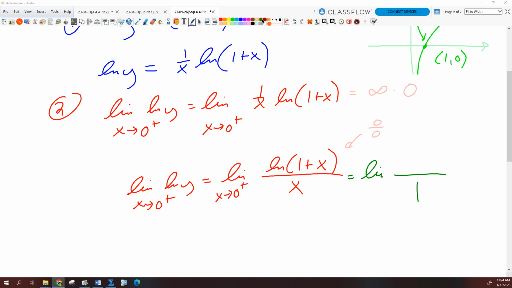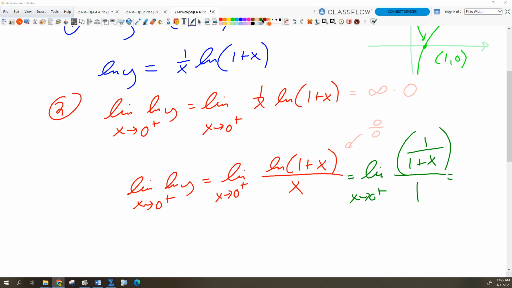The top, what's the derivative of log of 1 plus x? Yeah, 1 over 1 plus x, right? The derivative of log u is just u prime over u, right? Well, u prime in this case is just 1. So I get that, don't I? That's what we get on the top.